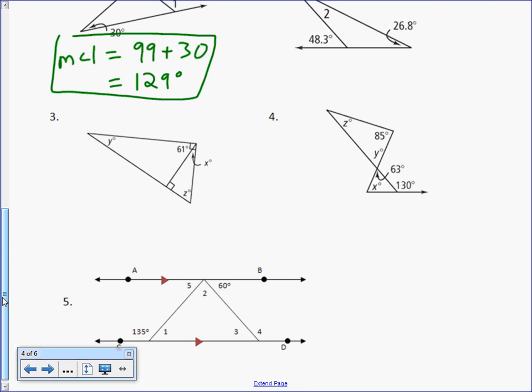All right, so number 3. We need to find the measures of angles x, y, and z. So let's see. Well, we could label this. This would be a right angle. Then we could do y, because the measure of angle y plus 61 plus 90 would make that whole 180 degrees inside of that left triangle. So if you subtract 90 and 61 from 180, you end up getting the measure of angle y is equal to 29.